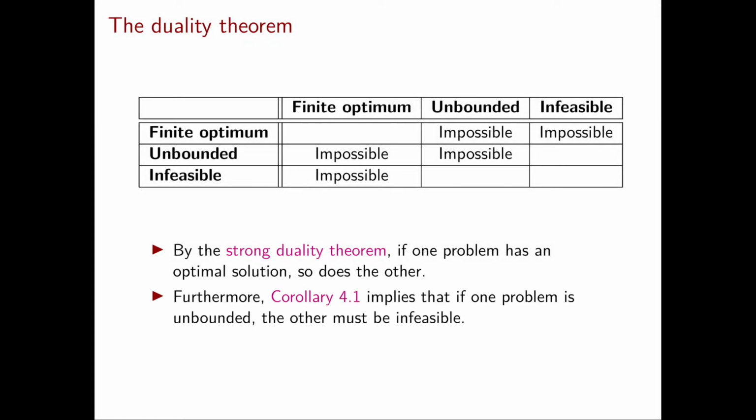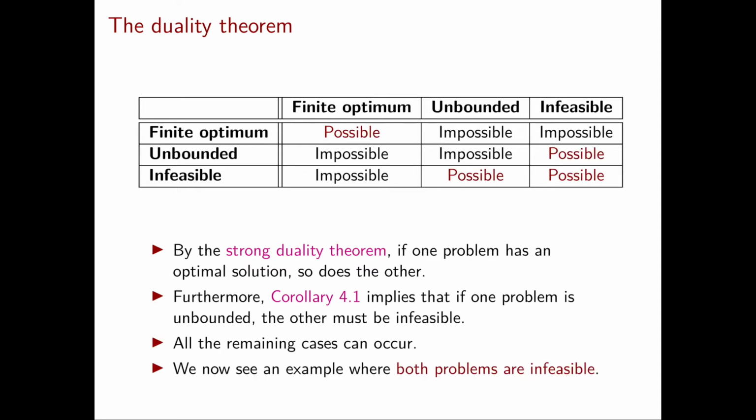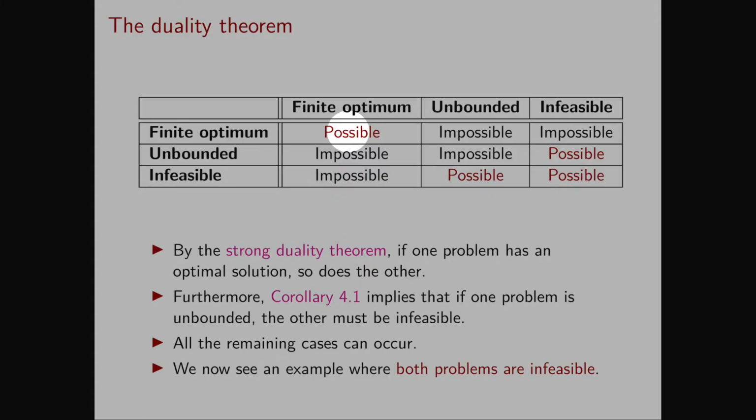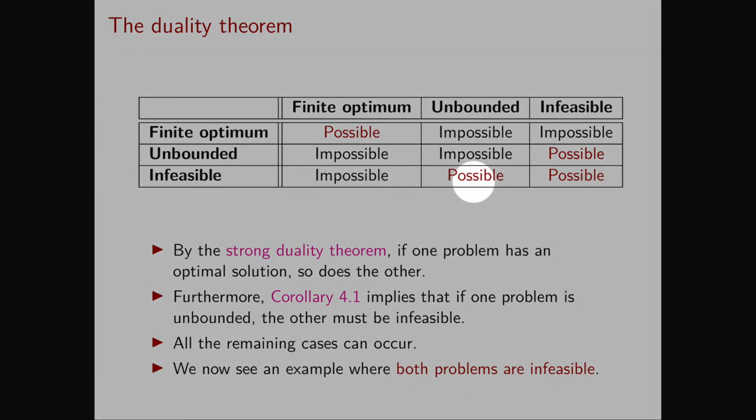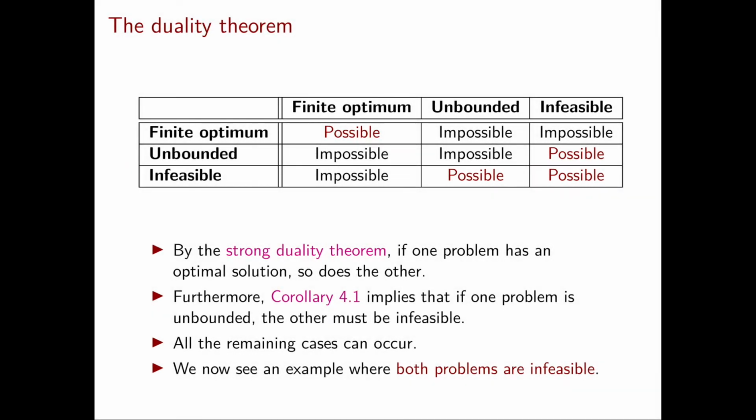Using corollary 4.1, we can also rule out the case where both problems are unbounded. In fact, this corollary implies that if one problem is unbounded, then the other must be infeasible. We are left with 4 possible outcomes. Both problems have a finite optimum, both problems are infeasible, or one problem is unbounded and the other infeasible.